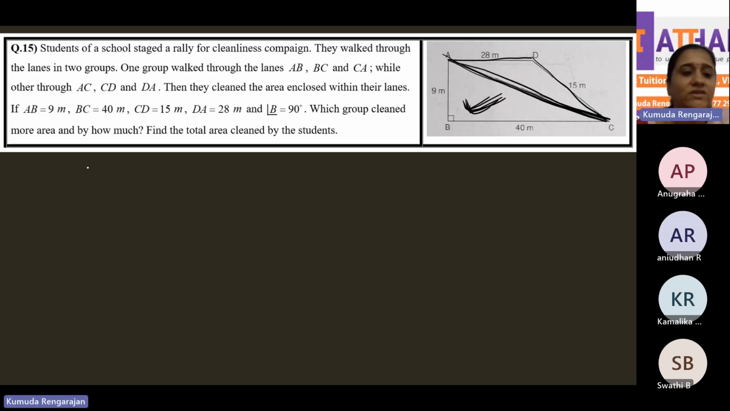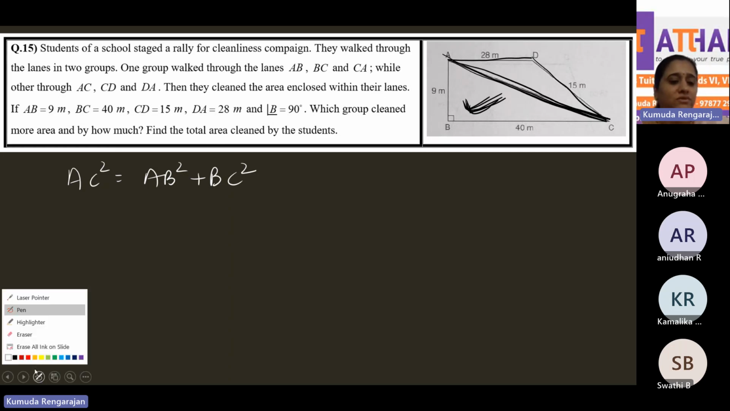So how do you find the length of AC by Pythagoras theorem? We know that AC square is equal to AB square plus BC square, because it's a right triangle. It is given to be a right triangle. If it is a right triangle, then AC square, the square on the longest side, is equal to the sum of the squares of the other two sides.